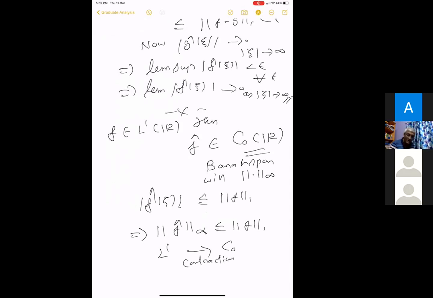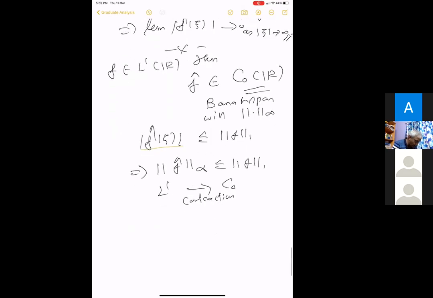This implies, if you define this Fourier transform from L1 to C0, which is f going to f hat, this is a linear map, and the norm of the script F is less than or equal to 1. That's what this is. Okay.